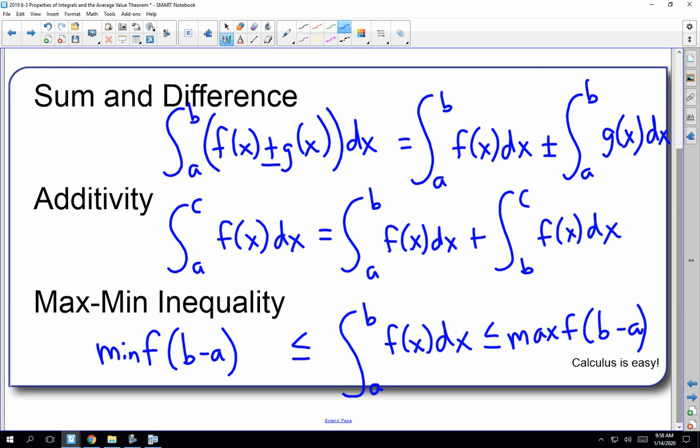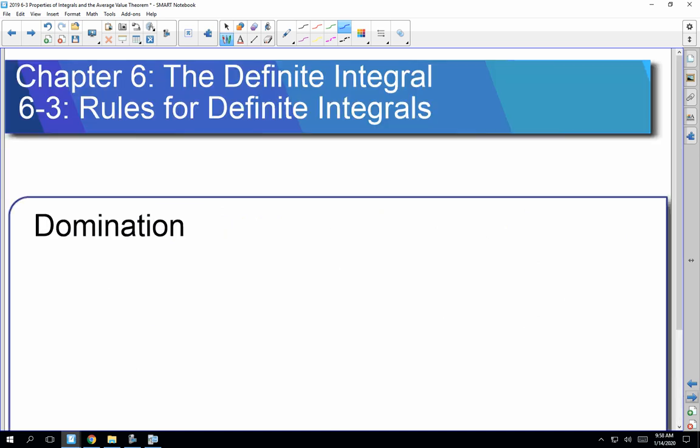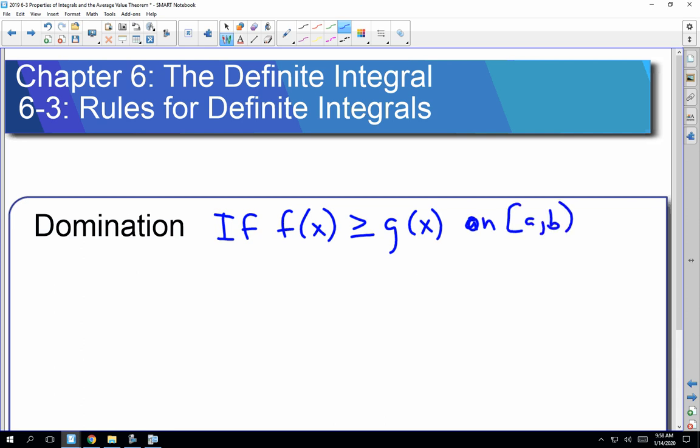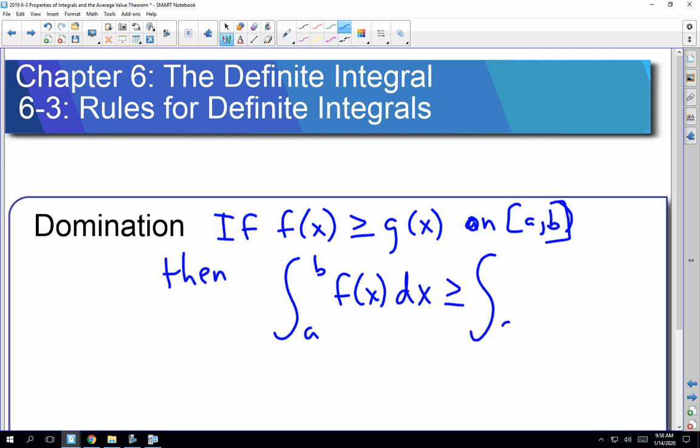The last one's an inequality as well. So it just says, it's domination, but if f of x is greater than or equal to g of x on closed interval a to b, then the integral from a to b of f of x dx will be greater than or equal to the integral from a to b of g of x dx.